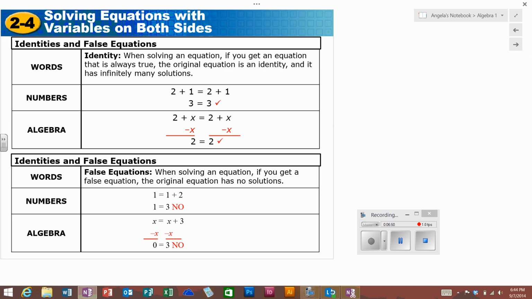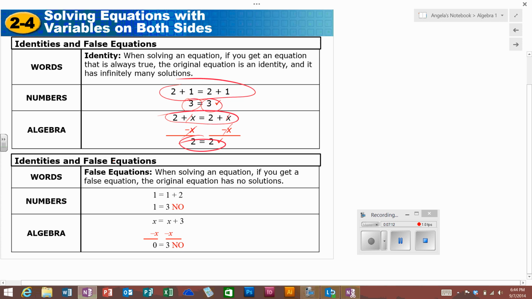So just to go over this again, you need to know the difference of these two. Let's say I have 2 plus 1 equals 2 plus 1, so that's 3 equals 3. That is what it would look like with numbers. Here's something where it would look like an equation. If you were to subtract the x from one side, it cancels on both sides, and you're left with the same thing, 2 equals 2.